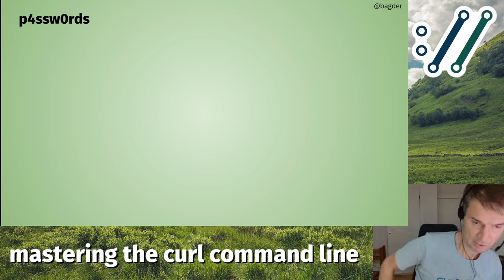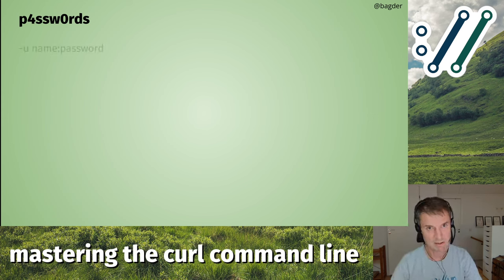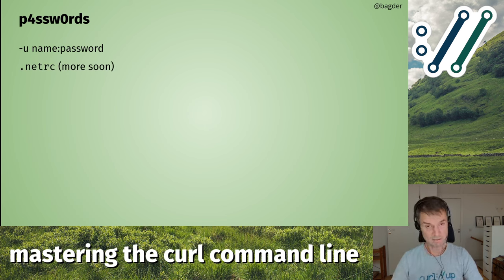Sometimes you provide passwords to curl, and passwords, credentials in general, will of course sometimes be a little bit sensitive. You provide dash u name colon password when you want to provide your credentials to get a resource that is password protected. There's also this other .netrc file that I'm going to mention in a second. And you can provide passwords in config files because, as I said, they're command lines in a file, right? So you can put a dash u in one of those.